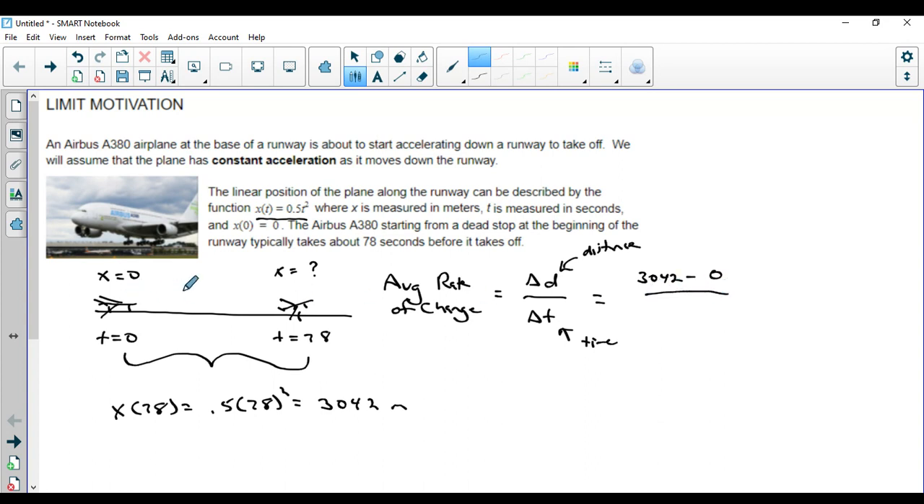Because that's 0 right here. And then over the change in time, 78 minus 0, and we just crunch the numbers here, pretty basic. If you do that, you're going to get 39. But what's kind of important, or what I want you to know is, well, what are the units here?